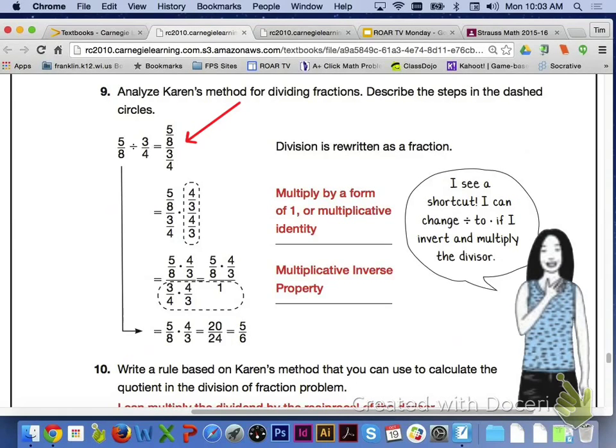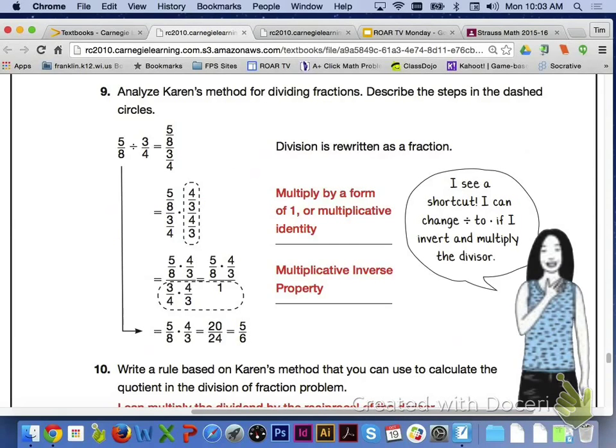So the very first thing that Karen did was she rewrote the division as a fraction. We can see that 5/8 divided by 3/4, we have it written as a fraction now. The second thing that she did then was she multiplied by a fraction form of 1, or the multiplicative identity. And the reason that this is important is you can see 3/4 times 4/3, we know that we are going to get 1 for our product. And we'll see that in the next step.